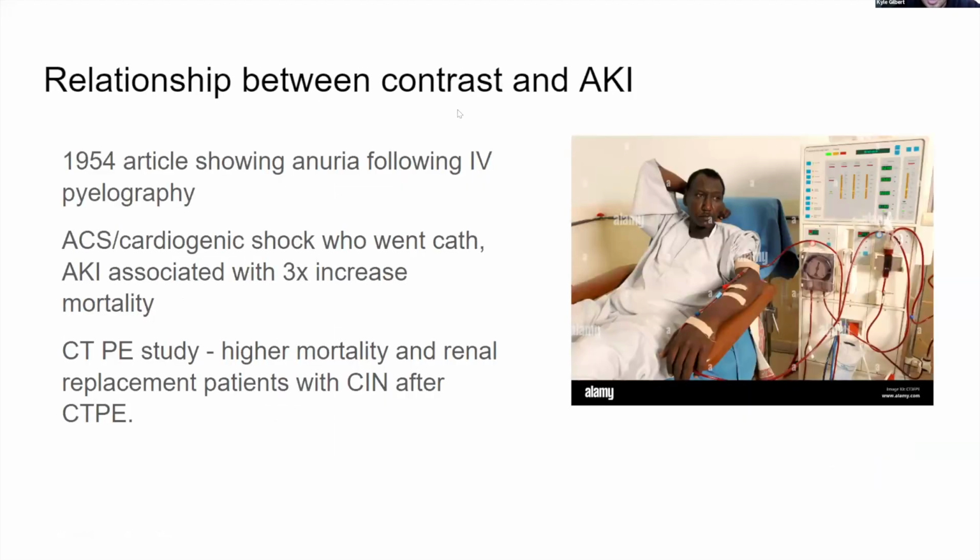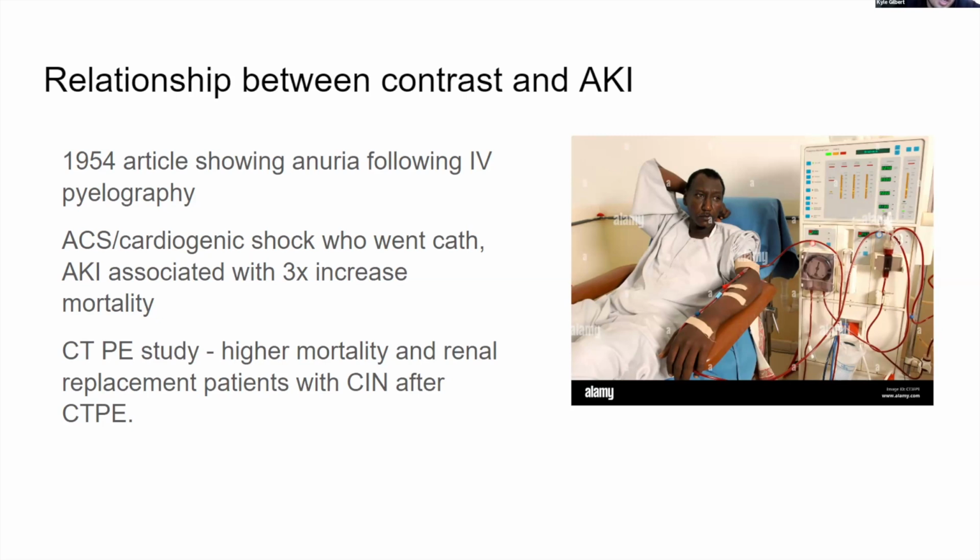Relationship between contrast and AKI. There are other studies, like the one I mentioned about not making urine after pyelography. There's another study in patients with acute coronary syndrome and cardiogenic shock who underwent catheterization, which involves contrast. People who had AKI had a 3 times increase in mortality, and I think a double increase in mortality later on.